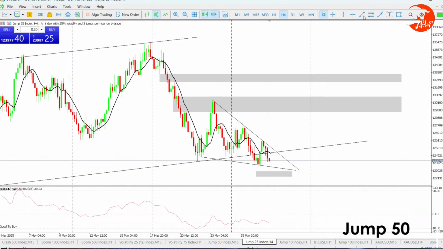So I think that's it on Jump 25. We know price is going to come here. This is MH4. Price is going to come here. Then we get into buys. Yeah.